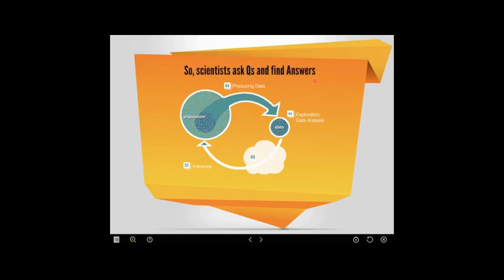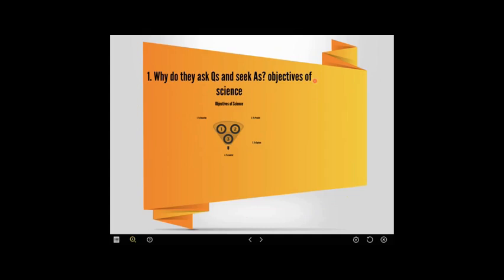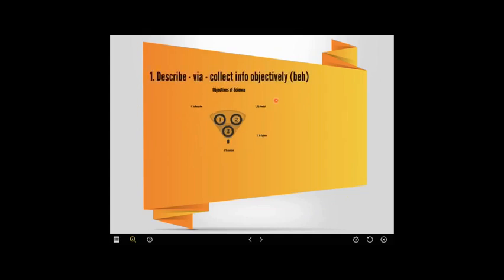So what do scientists do? They ask questions. They do research. In other words, they ask questions and find answers. And why do they ask questions and seek answers? Well, that's about the objectives of science. So there are at least 4 different objectives of science. The first one is to describe something, in this case, to describe a behavior.